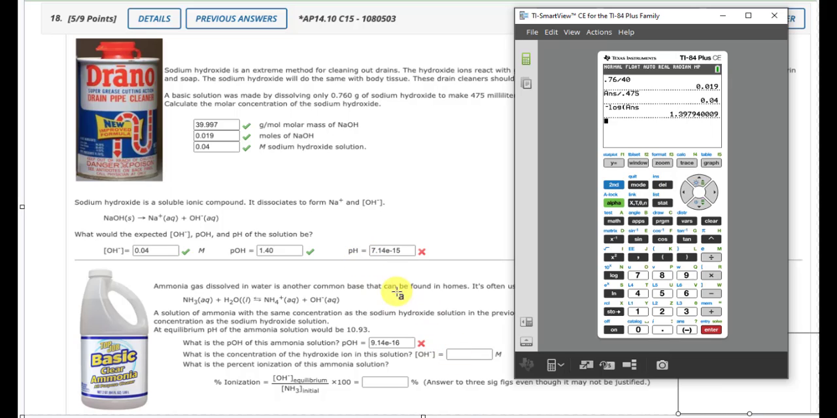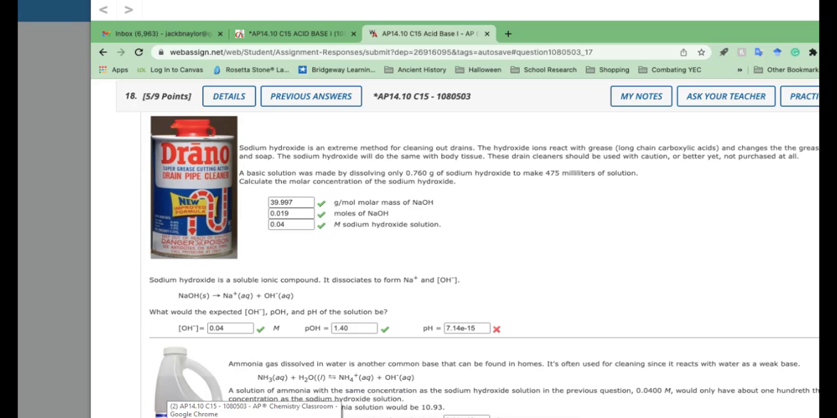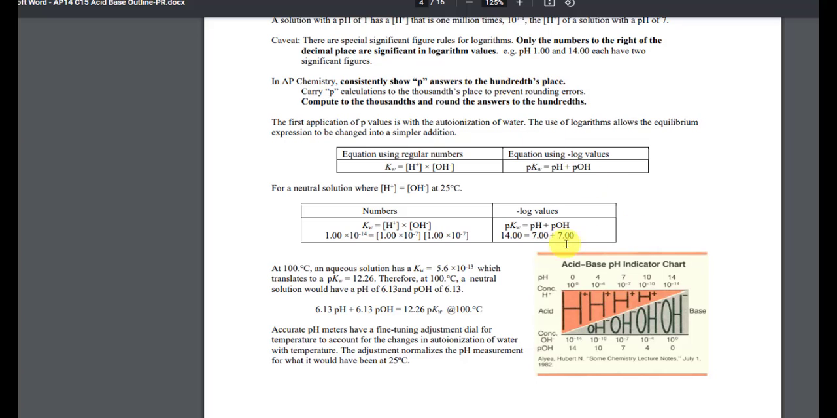So let me quickly go to my outline. I've got it here somewhere. Just let me do a little bit of hunting here. And here on my screen, I'm going to quickly go to, here we go.